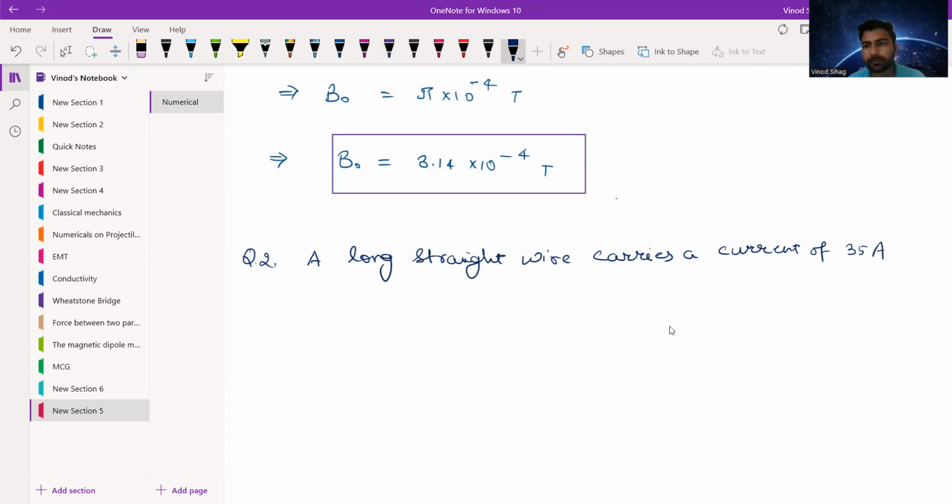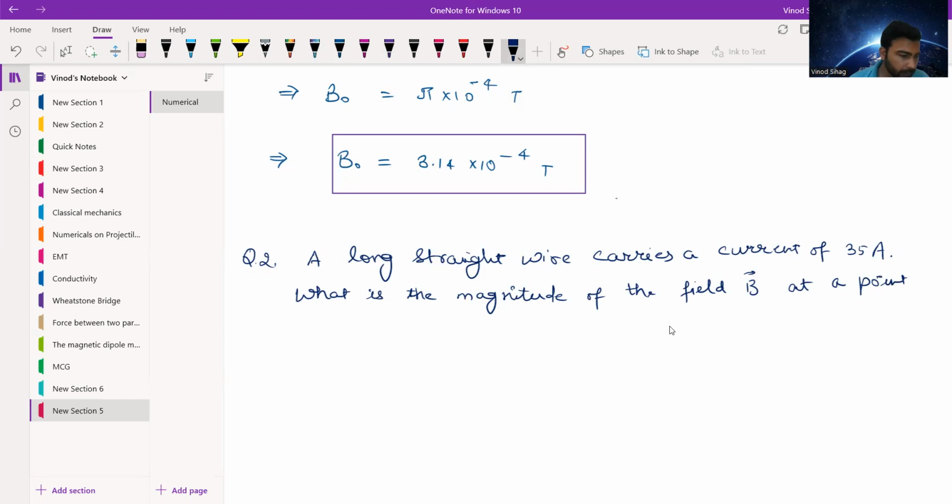The question is, what is the magnitude of the magnetic field B vector at a point 20 centimeter from the wire?